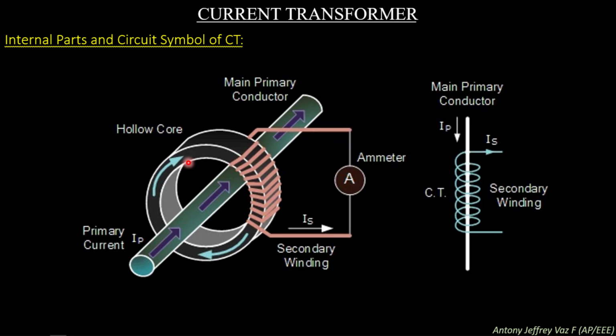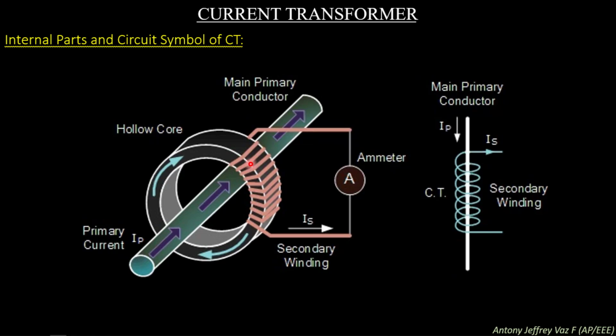When coming to the internal parts, you can see this is the core of the current transformer, and this is the primary conductor or the main conductor where we need to measure the current flowing in that conductor, and this current carrying conductor is placed inside the hollow core, and the hollow core is wound using thin copper wires, and these secondary windings are connected to an ammeter.